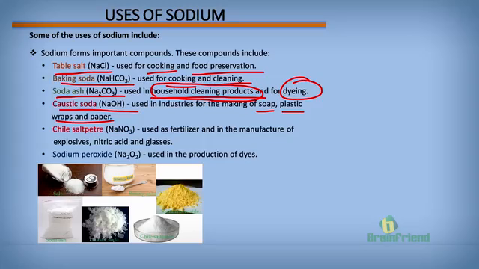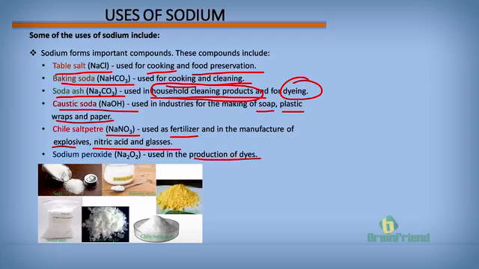Chile saltpeter, which is sodium nitrate, is used as what? Fertilizer, and in the manufacture of explosives, nitric acid, and glasses. Then we have sodium peroxide. Sodium peroxide is used in the production of dyes.